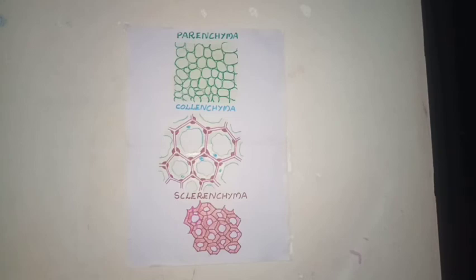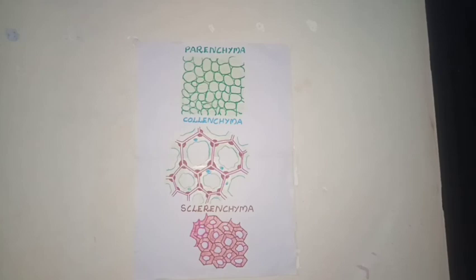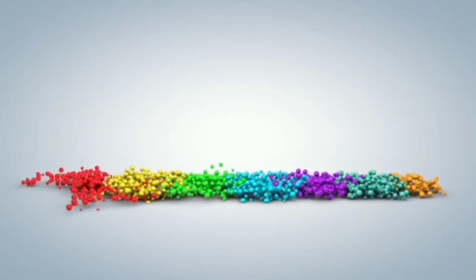Thus, mainly there are three types of simple permanent tissue. Which are they? Parenchyma, collenchyma and sclerenchyma. Okay. Today we studied the formation and types of simple permanent tissue. Permanent tissue is formed from meristematic tissue, and there are three main types of simple permanent tissue: parenchyma, collenchyma and sclerenchyma. Okay.